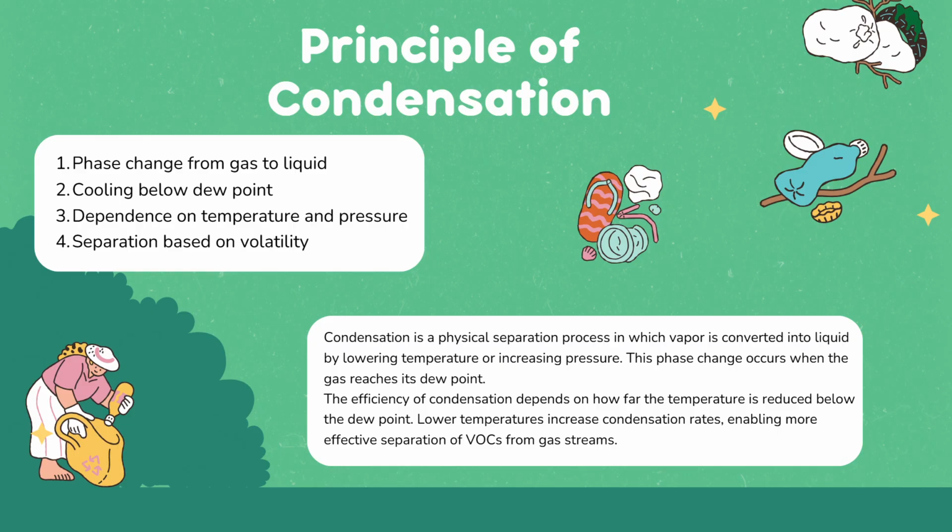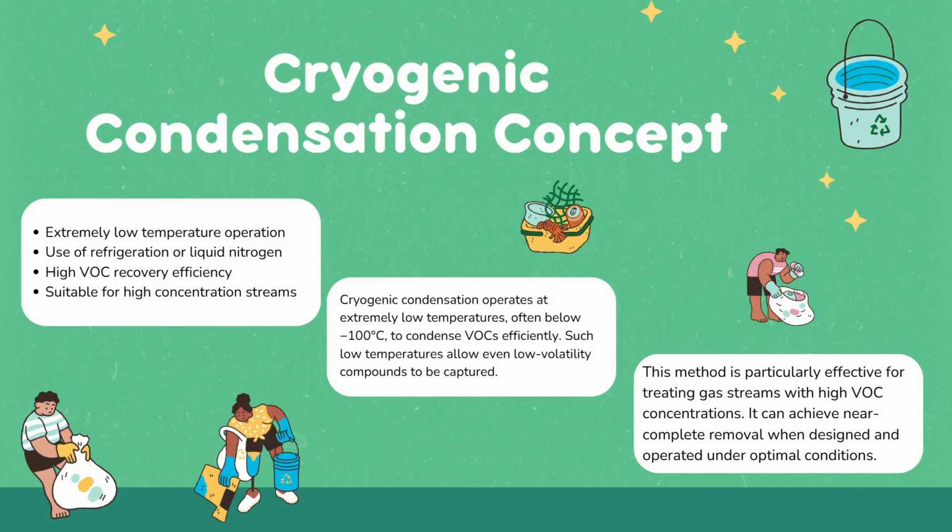Condensation is a physical separation process in which vapor is converted into liquid by lowering the temperature or increasing the pressure. This phase change occurs when the gas reaches its dew point. The efficiency of condensation depends on how far the temperature is reduced below the dew point. The lower temperature increases the condensation rate, enabling more effective separation of the VOC from the gas stream.